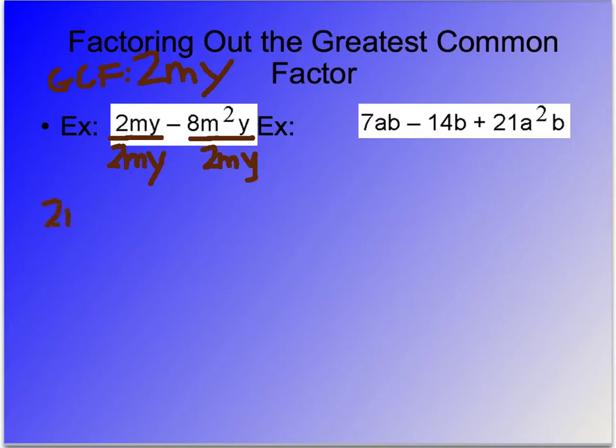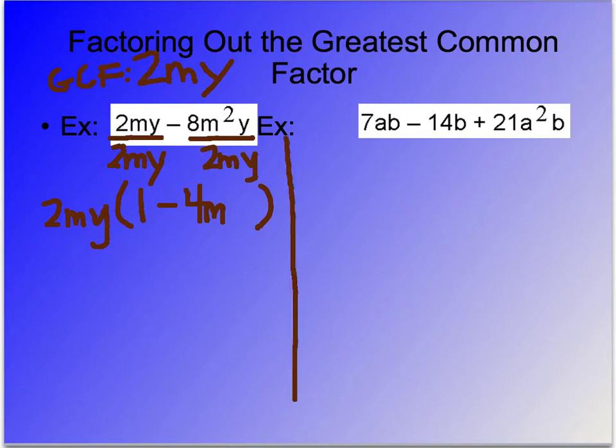So I'm going to write my answer with the greatest common factor on the outside of the parentheses. And when I divide 2my by 2my, I get 1. And then I have negative 8 divided by 2, which gives me negative 4. M squared over m leaves me with m. And then my y's, y divided by y is 1, so I don't write anything for my y's.